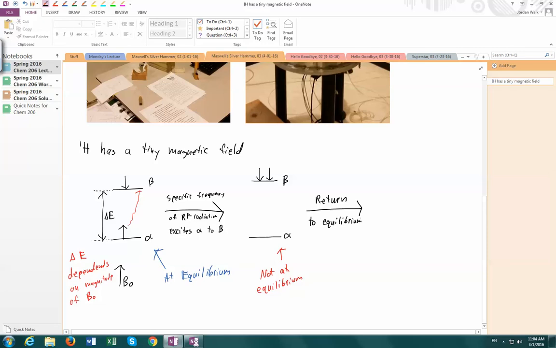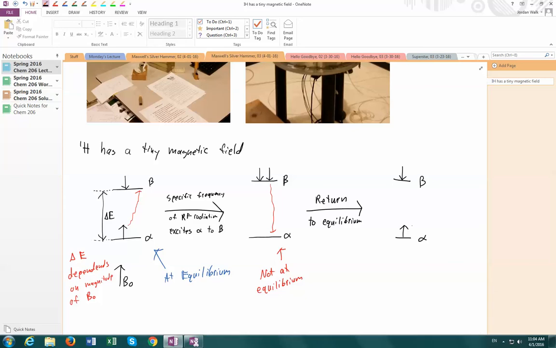In doing so, a little more than half of these will fall back down to the alpha state. And so what we end up with is a picture just like our equilibrium. Now, let's think about this. We had to put in some sort of RF radiation at the right frequency to go from our alpha to our beta, right? We had to span that delta E gap.